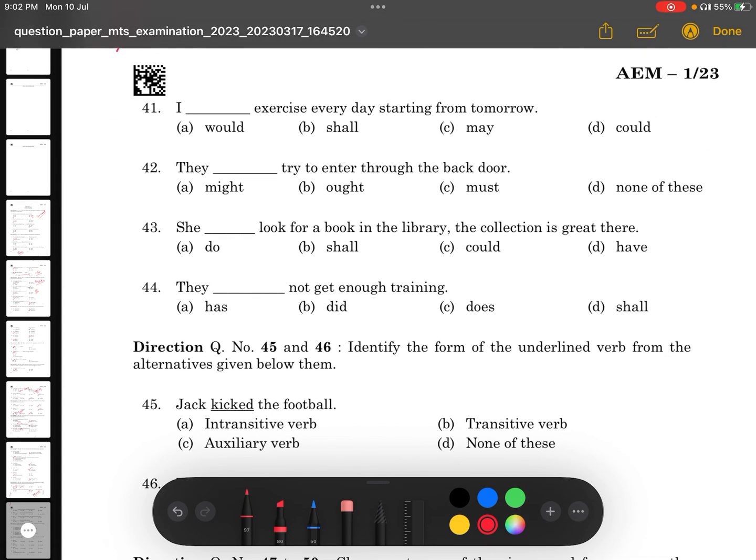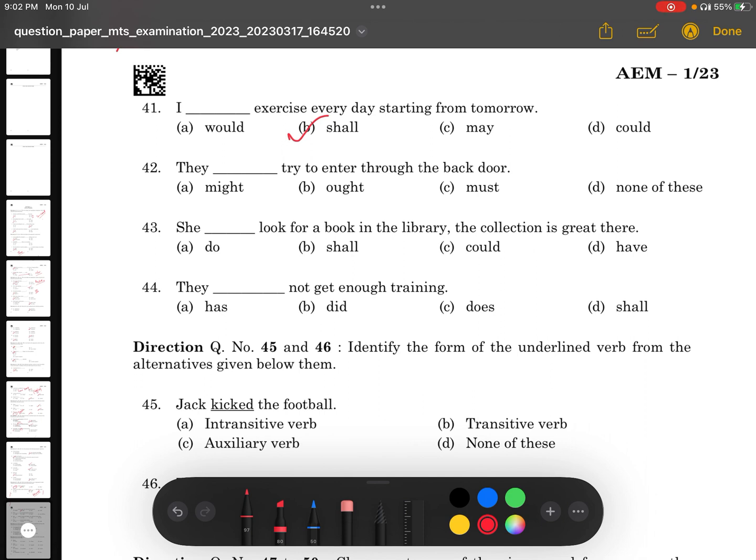I dash exercise every day starting from tomorrow. So what is the correct answer? It's a very easy question. I shall, okay. I shall exercise every day starting from tomorrow. So future is being talked about, so it is shall.